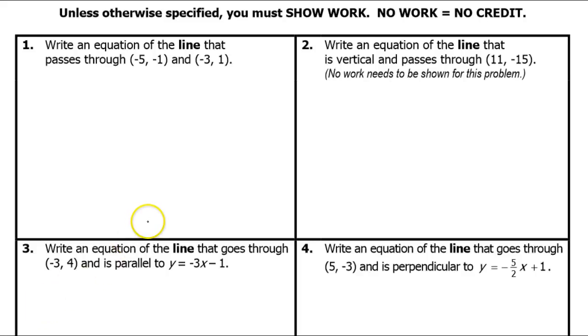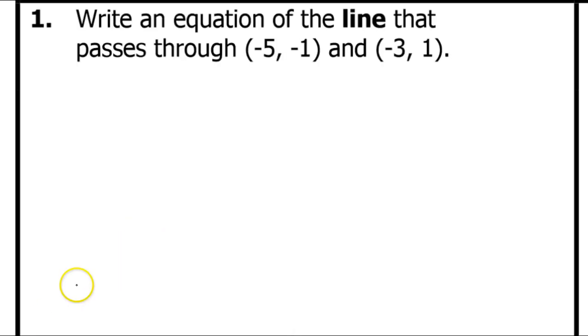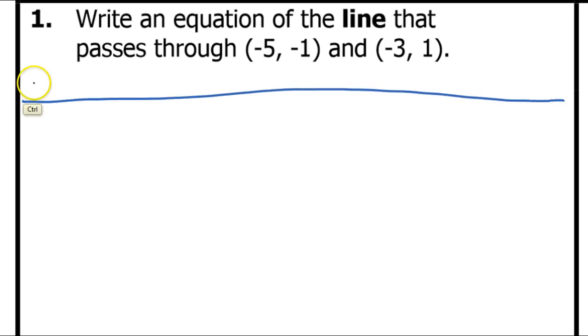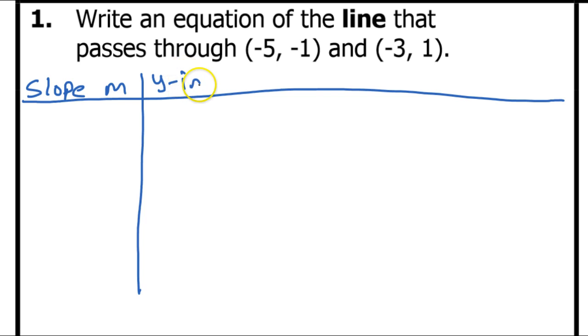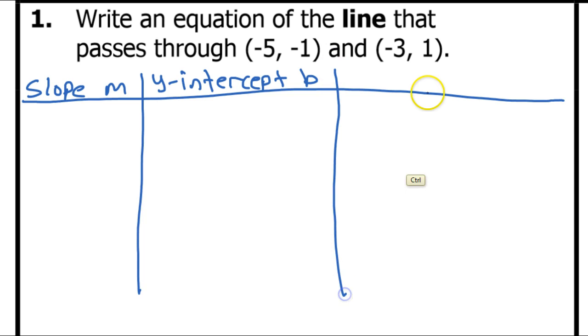In this video, I will show you how to write the equation of a line given various types of information. My favorite way to do these problems is to make a chart like this one, where I start off writing slope m for the first column, and then I will find the y-intercept b in the second column, and in the third column I will write the equation.